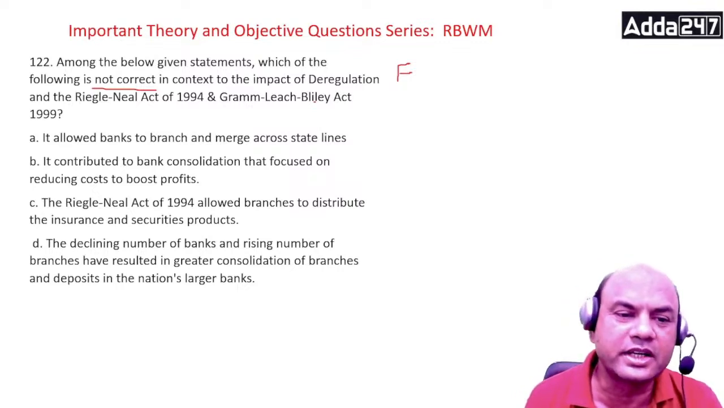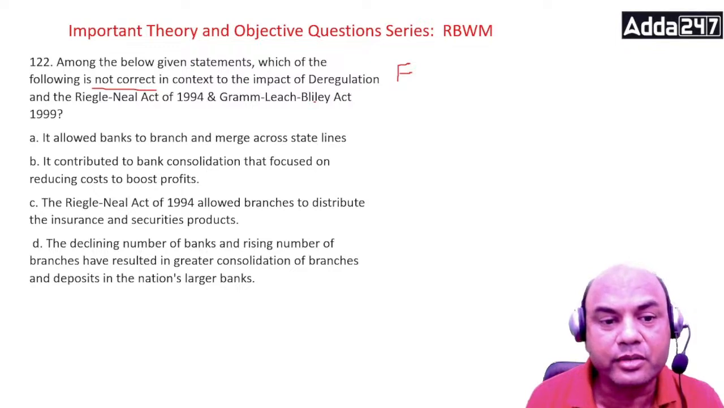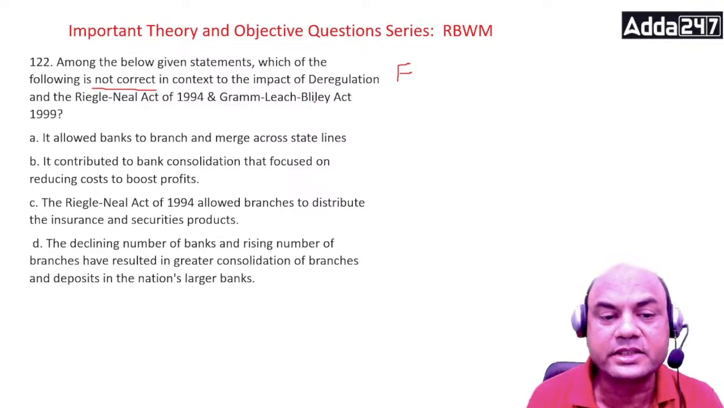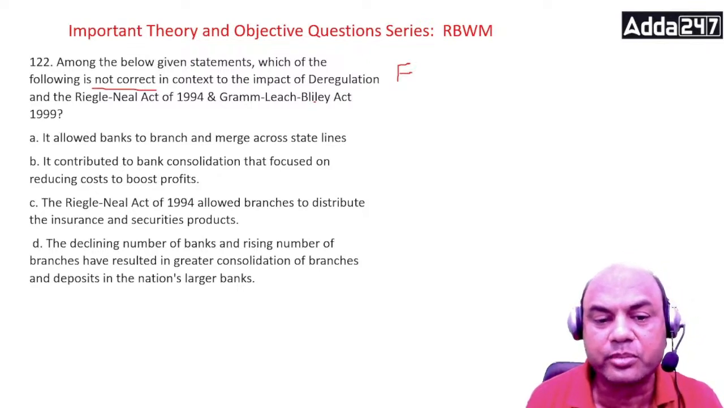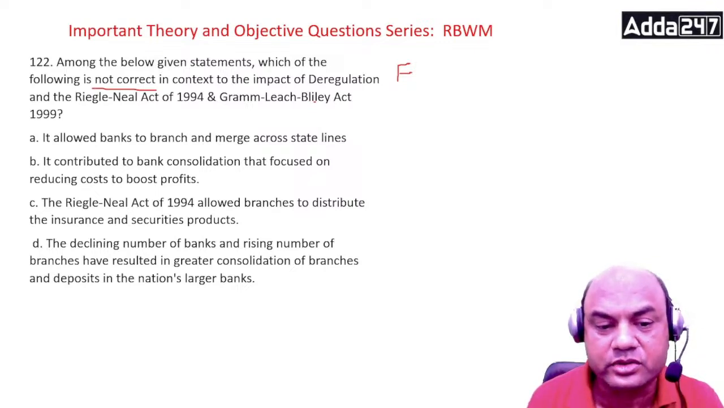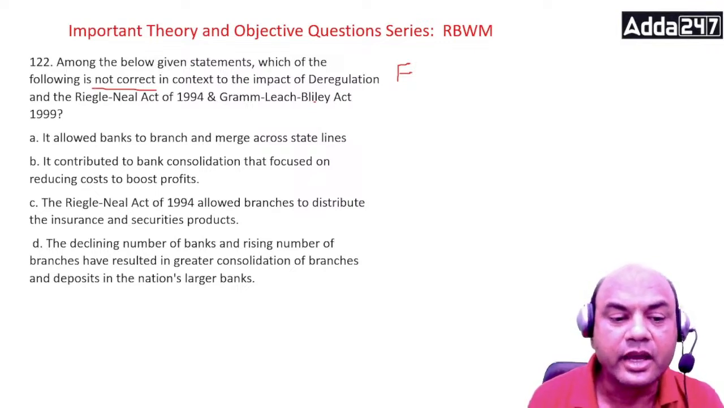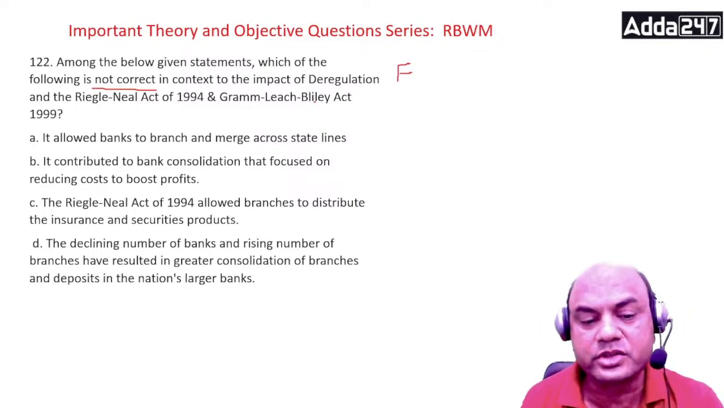So let's read the options. It allowed banks to branch and merge across state lines. It contributed to bank consolidation that focused on reducing costs to boost profits. The Riegle-Neal Act of 1994 allowed branches to distribute insurance and securities products. Declining number of banks and rising number of branches have resulted in greater consolidation of branches and deposits in the nation's larger banks. So which of them is false? You wanted false.